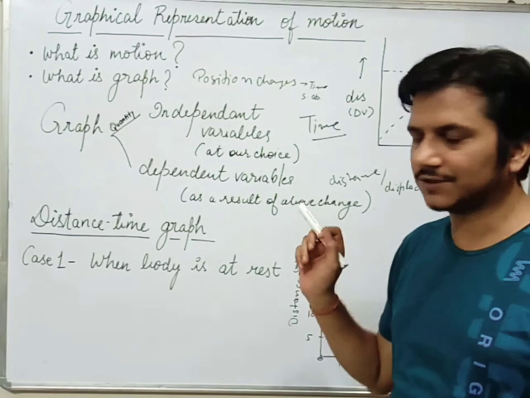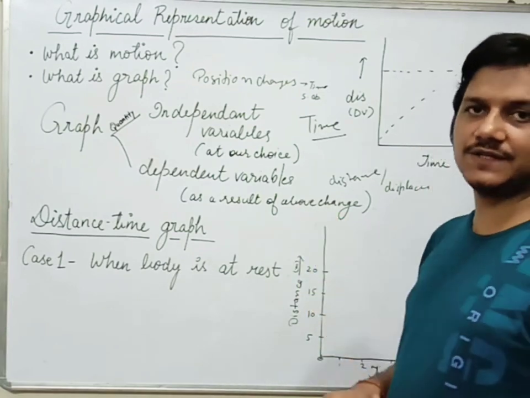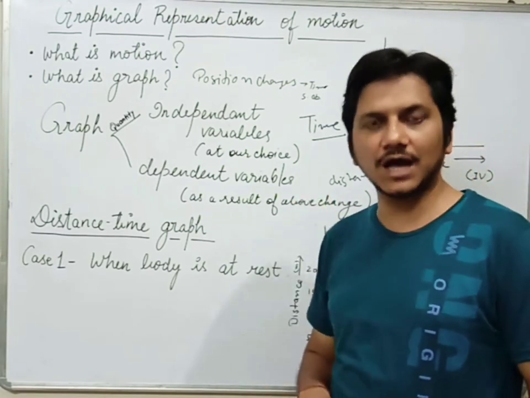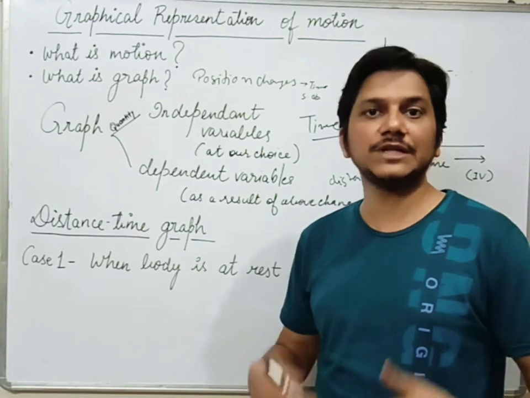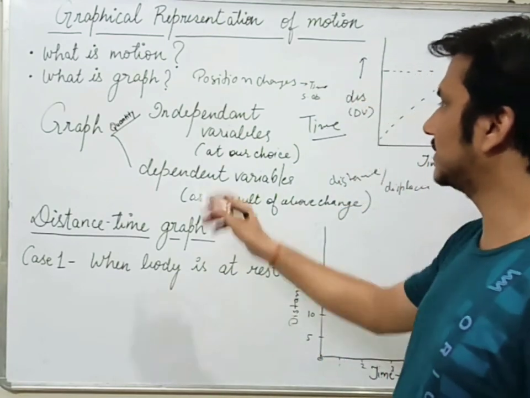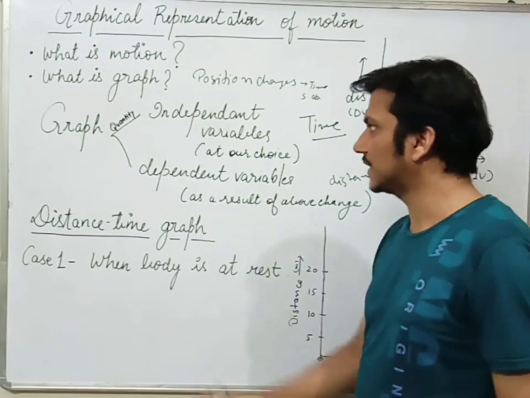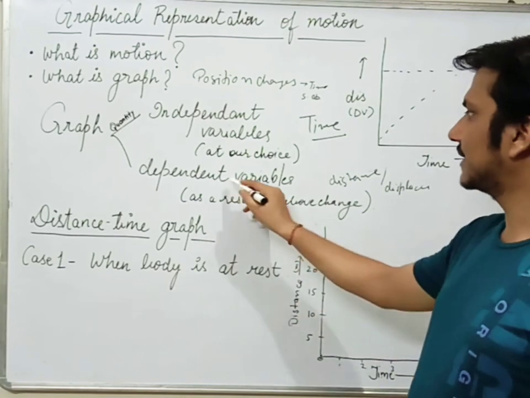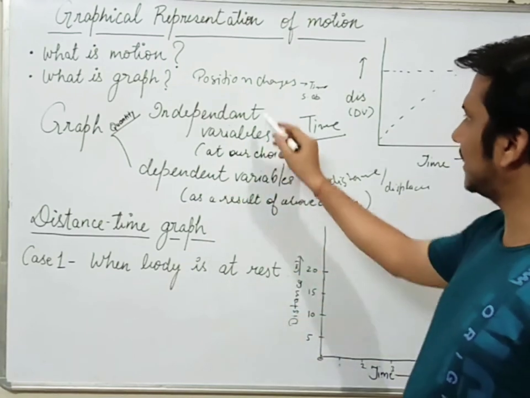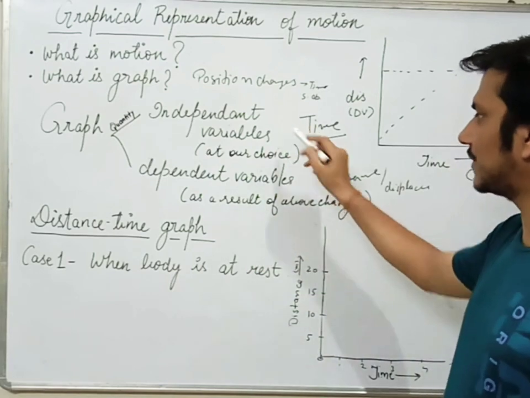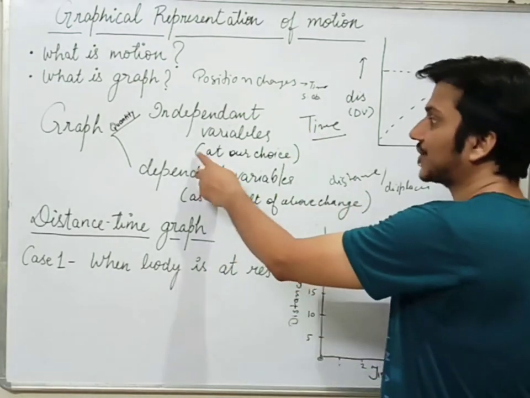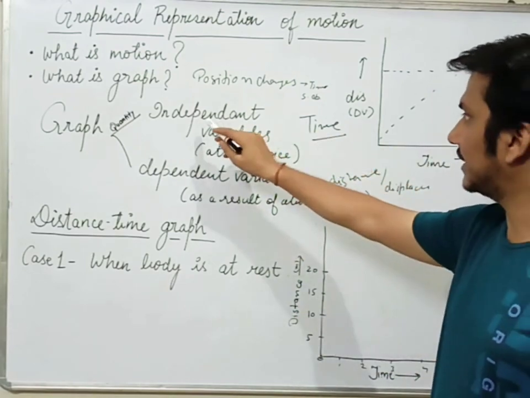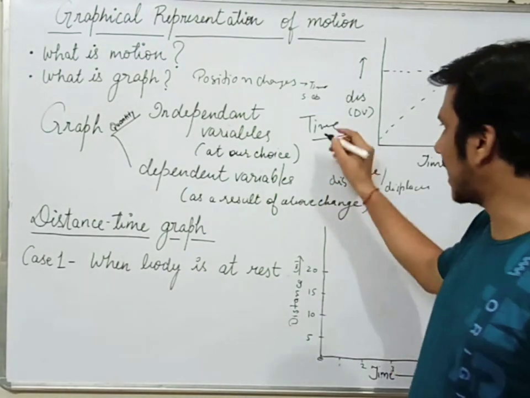To describe the motion, we draw the distance-time graph and velocity-time graph, and according to the nature of a graph we describe the nature of a motion. Now, graphs have two variable quantities. First is the independent variable and second is the dependent variable. What is the independent variable? Those variables which change at our choice are called independent variables, like time.